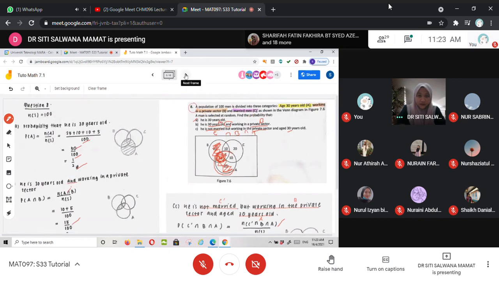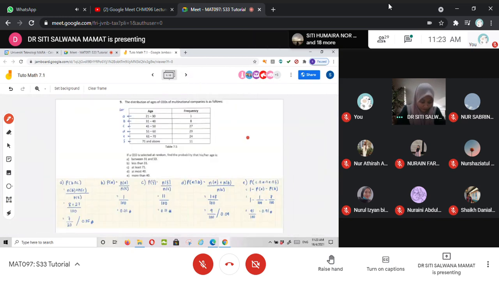Okay, next kita proceed dengan number 9. Yang ni dia give you ada table of frequency lah. Yang ni which group? Number 9.